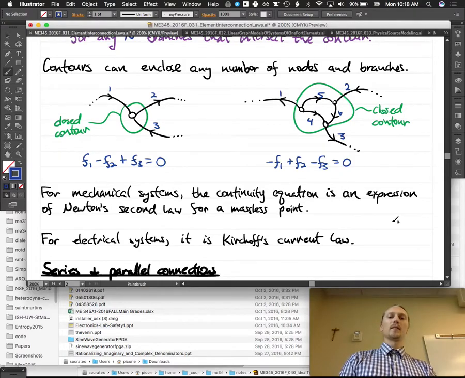For mechanical systems, the continuity equation is an expression of Newton's second law for a massless point. Okay? Massless point. Sum of the forces is equal to MA, but if M is 0, then the sum of the forces is equal to 0. So when we use the continuity equations for a mechanical system, we're just saying, okay, here's a massless point. For electronic systems, it's Kirchhoff's current law.